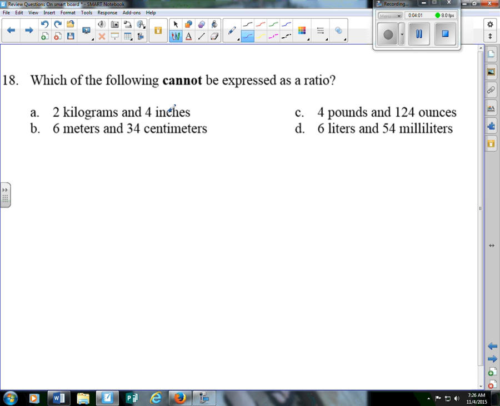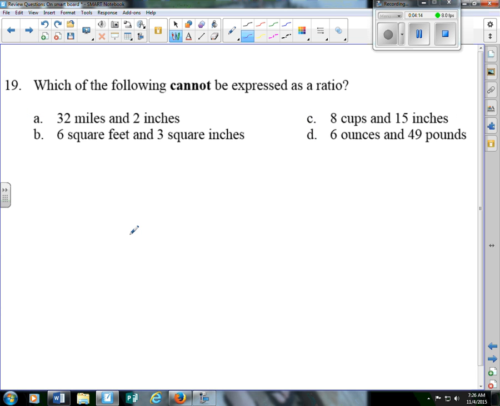which cannot be expressed as a ratio. Kilograms to inches is going to be my first choice, but I'm going to check the rest. Can I do pounds to ounces? Yes. Can I do liters to milliliters? Yes. Can I do meters to centimeters? Yes. So A would be correct. Which of the following cannot be expressed as a ratio? Can we do miles to inches? Yes. Can we do square feet to square inches? Yes. Can we do cups to inches? No. Can we do ounces to pounds? Yes.